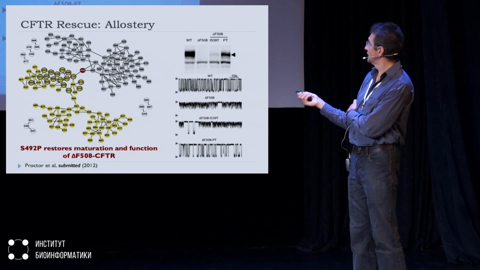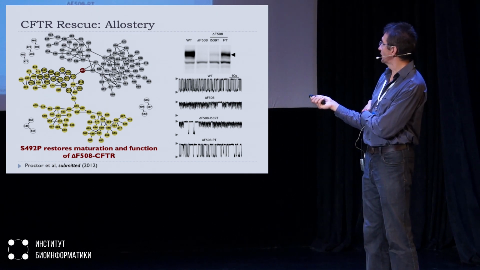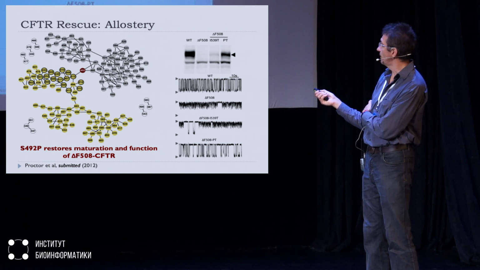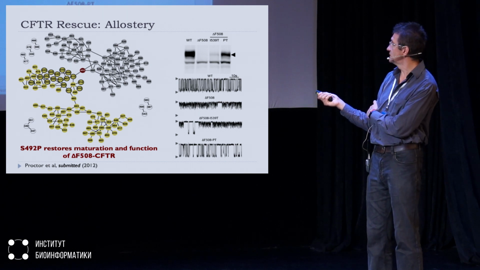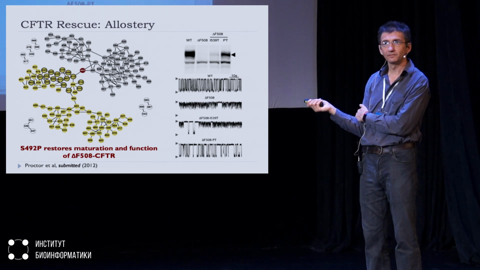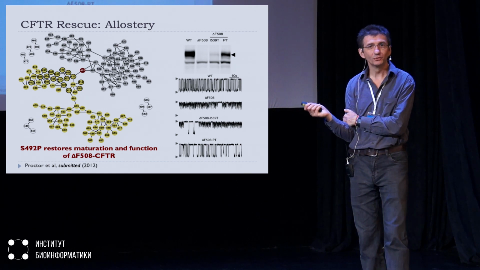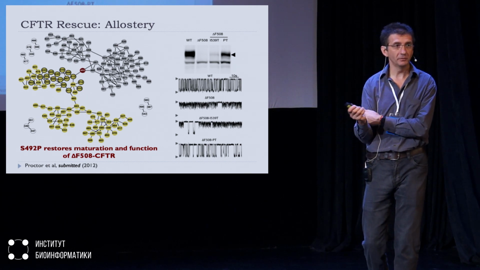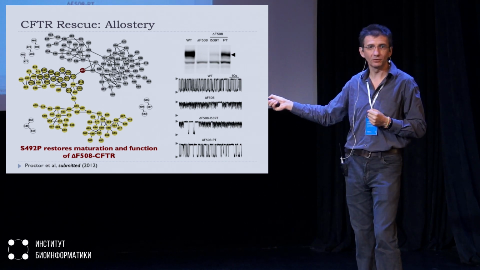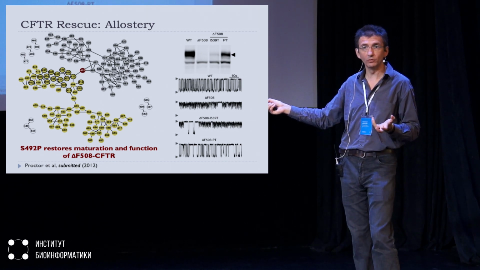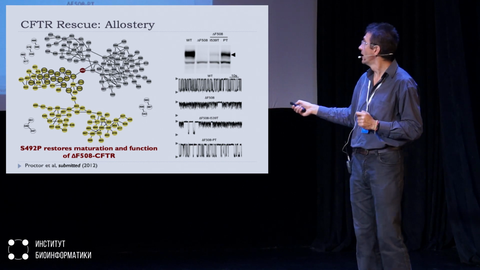Then if you look at the connectivity between the 508 site and the regulatory insertion site, you'll see that there are many paths, but there are definitely hubs in this path. In this case, it's 492 and 445. So the idea was to disrupt this network of communication between these distal sites by affecting the hubs in the network. That would be the ultimate proof that we have an allosteric protein.